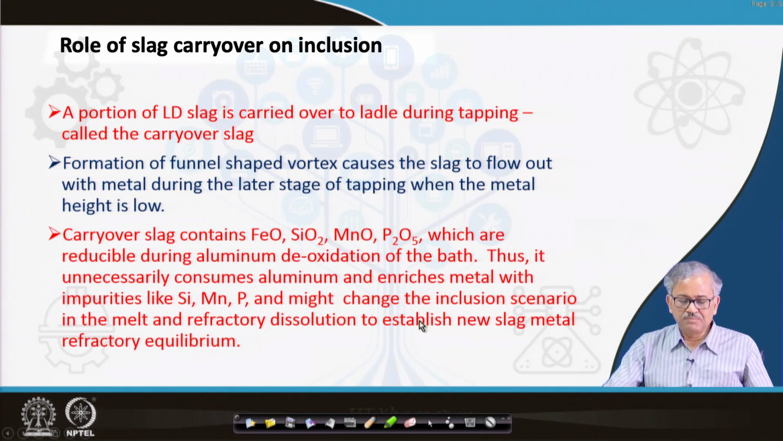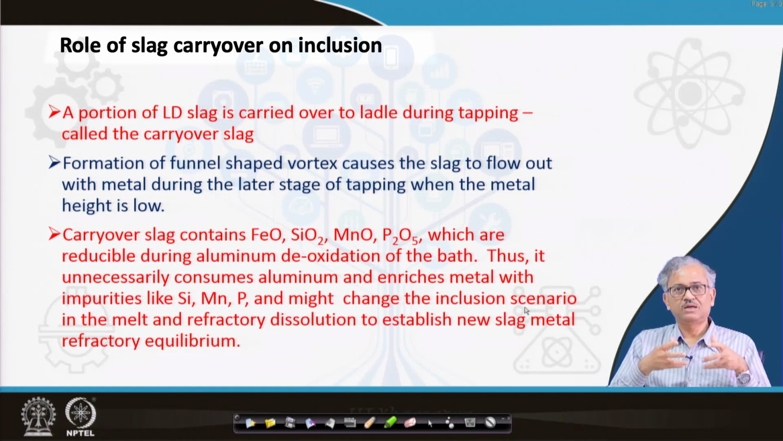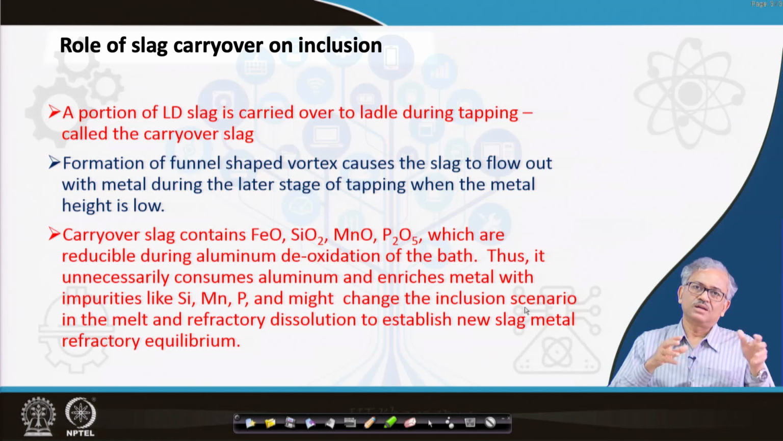Besides, they can change the inclusion scenario in the liquid metal, and they can allow refractory dissolution, because the composition will change in the bath. As a result, a new equilibrium between refractory and slag will be established. So in that case, some refractory dissolution also can take place. That's why slag carryover is not good, because this LD slag increases the oxygen level in the liquid bath. Okay, because they will be reduced, and then increase the oxygen level in the bath. You can think that way. And when the oxygen level in the bath increases, then the refractory also can dissolve. Okay, they can behave differently.